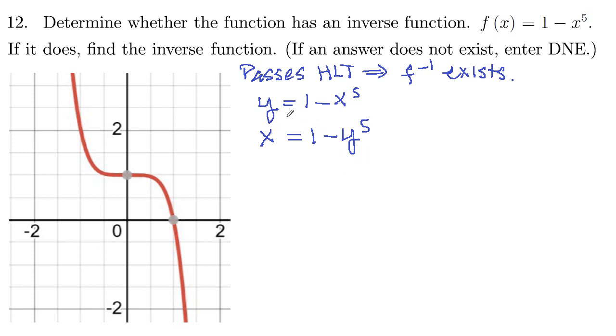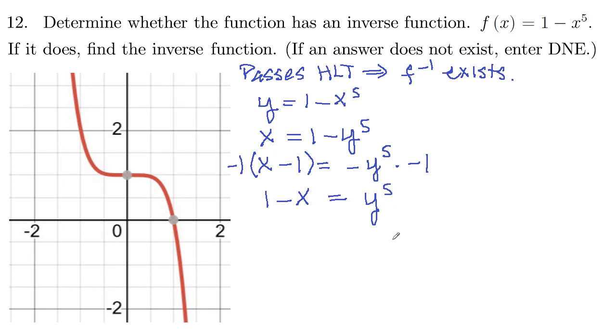So we want to get this 1 over on the left-hand side, so we'll subtract 1 from both sides. So that comes over as a negative 1 equals negative y to the fifth. And then let's multiply both sides by negative 1 to get rid of this negative. So negative 1 on the left, and then negative 1 on the right. So that leaves us now with 1 minus x on the left, right? Negative x, positive 1. And y to the fifth, positive on the right-hand side.